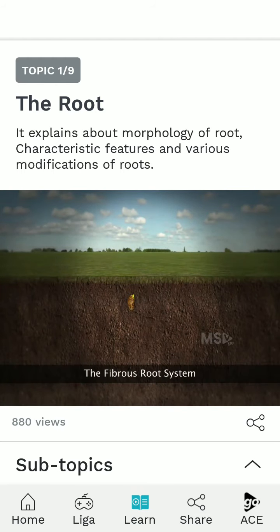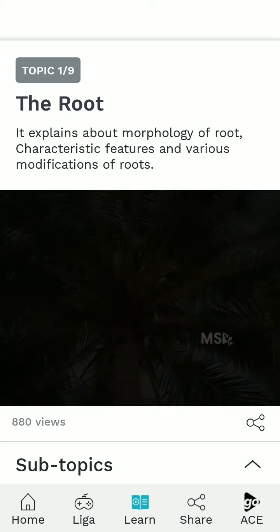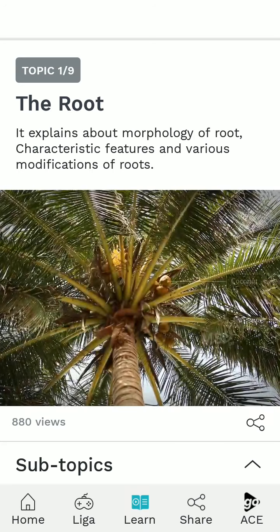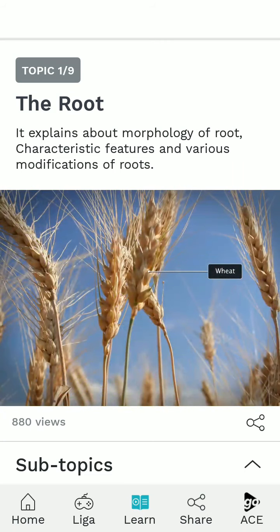In the fibrous root system, the radicle that grows to form the primary root does not persist and is replaced by thin fibrous roots that originate from the base of the stem. Coconut, white clover, and wheat are examples of plants that have fibrous root systems.